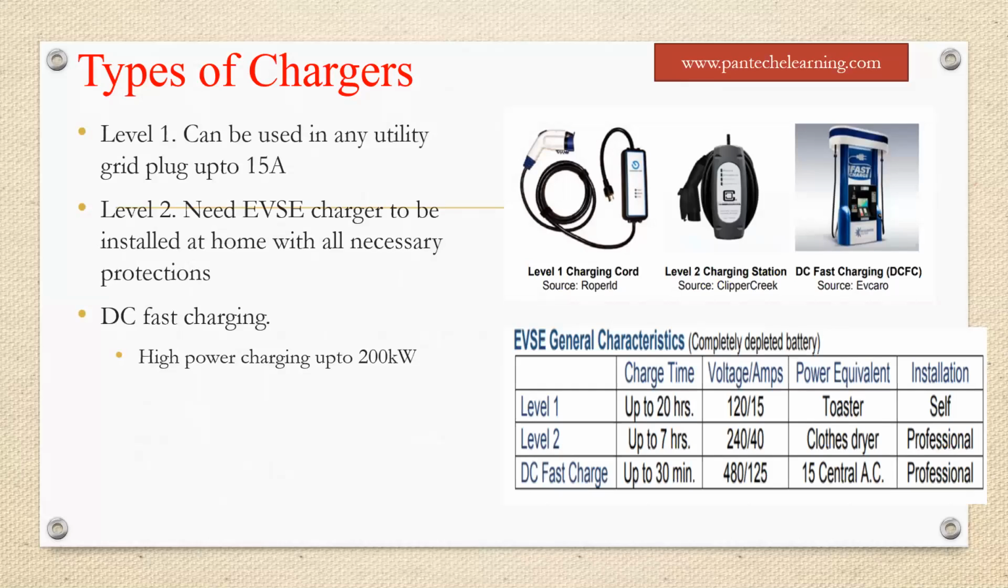If you observe here, in the level 1 case, we can take 15 amps of power if you are giving it to the vehicle. In the level 1 case, how much time does it take? 20 hours to charge a 24 kilowatt-hour battery. If you are using a 24 kilowatt-hour battery in your vehicle, whether it is a plug-in hybrid or a battery electric vehicle, to charge that 24 kilowatt-hour battery, in level 1 it takes 20 hours.